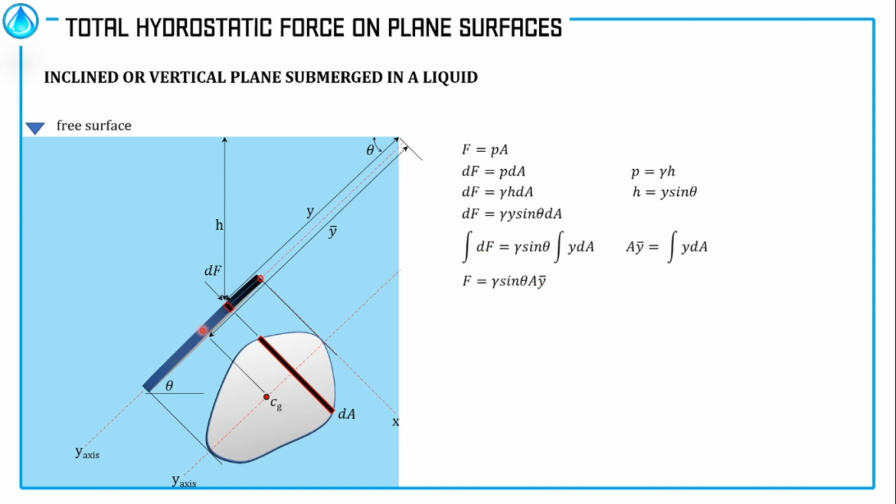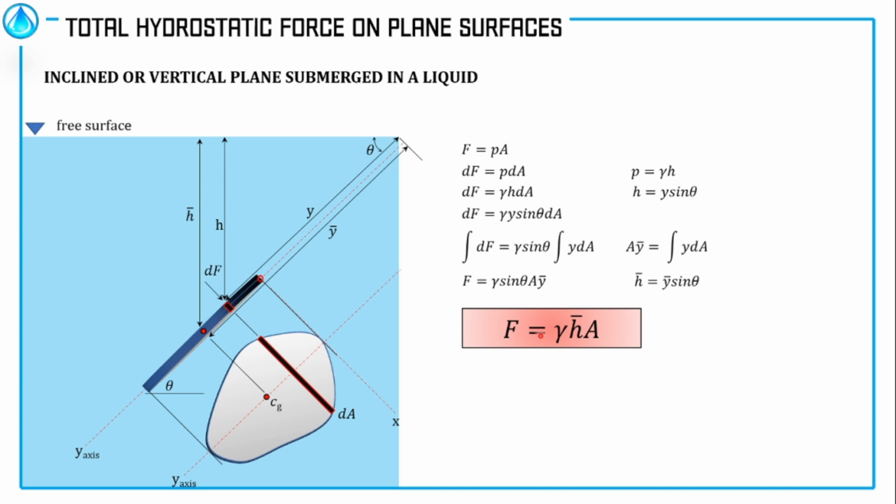And let's say the vertical distance from the centroid to the free surface is h bar. So we can now relate h bar, y bar, and theta, wherein h bar is y bar sine theta. Substituting that into this equation, we now have this formula. So this is now our formula in computing the total hydrostatic force on an inclined or vertical plane submerged in a liquid. We can also rewrite that into a different equation.